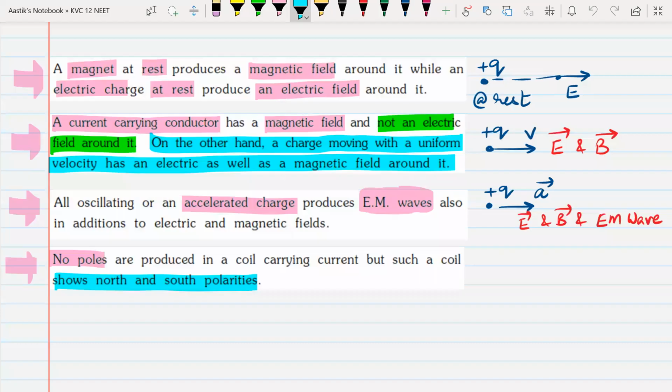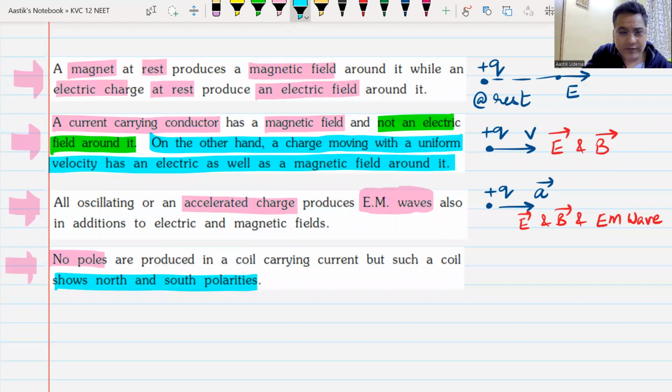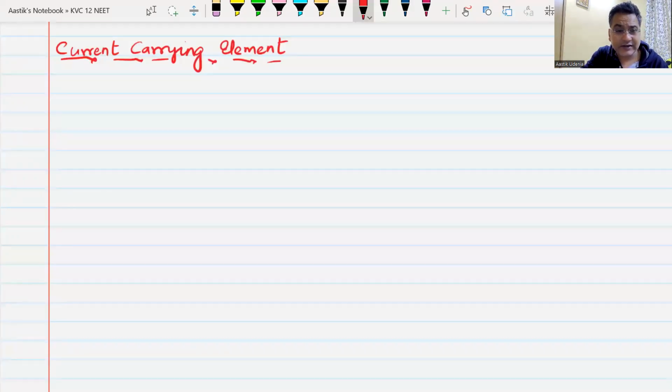So now let us move and see the next part. The next heading is known as current carrying element. What is this current carrying element? Do not get confused. Just look at the name, because we might be using this term current carrying element a lot of times.